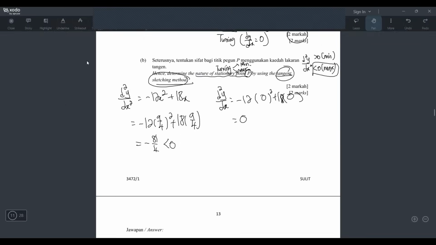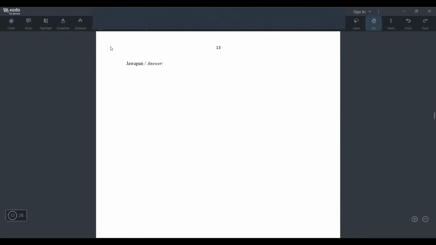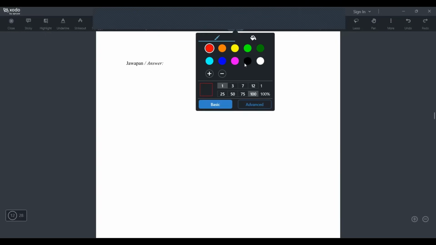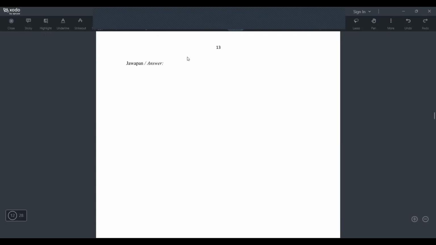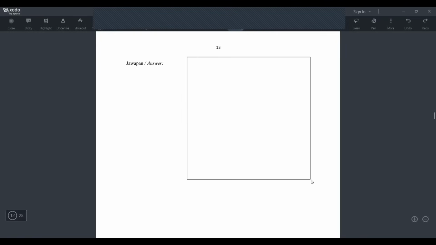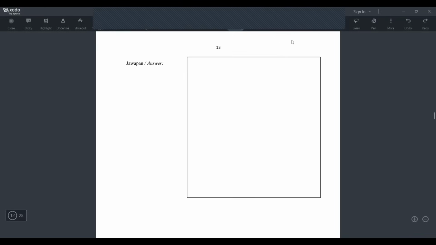So I'm going to show you how to use the tangent sketching method. For this method, you have to draw a table. So I'm going to draw the table now. This is how my table will look like, something like this. Let's make it bigger. Okay, like this, I think it's good enough. And then let's use black color.